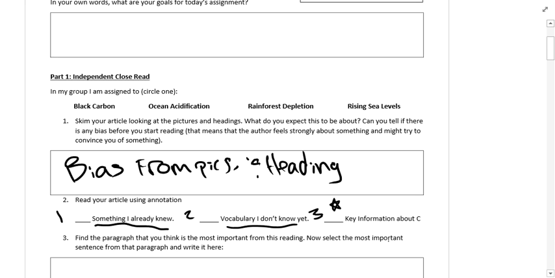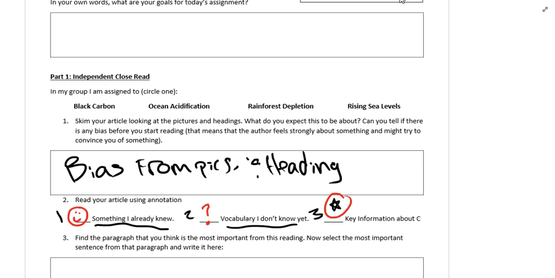The way that I'd like you to annotate today is on your article. You're going to write on it, using different symbols. So for anything that you already knew, I'd like you to use whatever symbol you want, but I would use a smiley face. So everything where I'm reading something I already knew about, I'd put a smiley face next to it. For vocabulary you don't know yet, you need to invent another symbol, but I would use a question mark. I'll write that next to things. And then key information, I like the star. I'm going to go with a star.